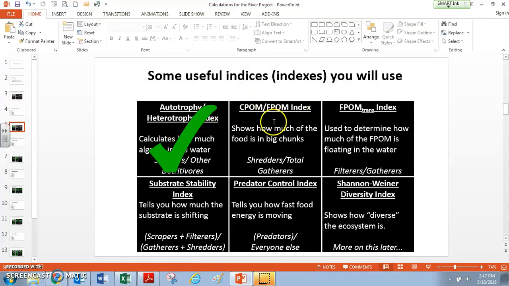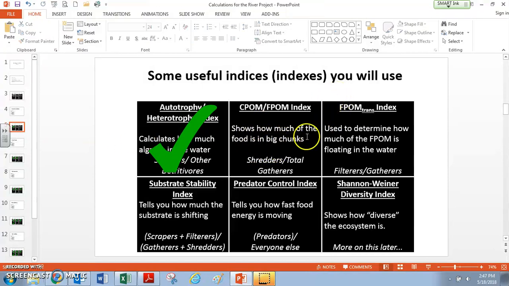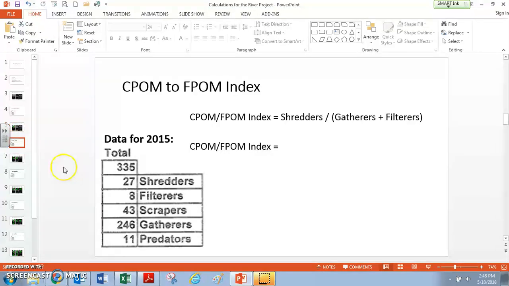This is an index that shows you how much of the food is in big chunks or big pieces. If you get a large number, it means most of the food is in things like grass clippings, leaves falling into the water, sticks and twigs, and other chunks of big food. To do that, all we have to do is take our shredders and divide them by our total gatherers, because shredders eat CPOM and the gatherers eat FPOM. So let's look at what that calculation would look like.